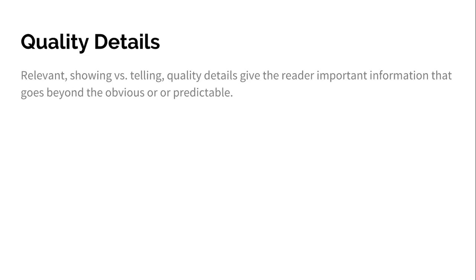Okay, next thing we're going to talk about is quality details. So in the ideas section, you're graded on quality details. So you should have relevant, showing details that give the reader important information that go beyond the obvious or the predictable. So don't tell us, show us. So use more descriptive words and more descriptive sentences to describe the situation to us. Show us the full effects of what is going on.